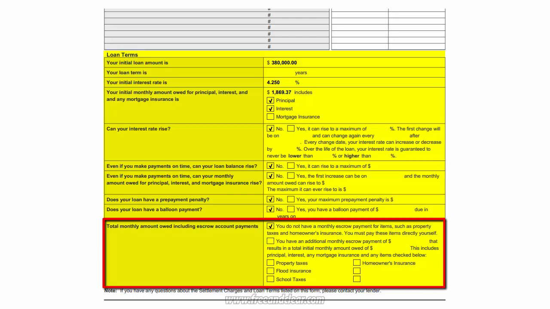The final item indicates that the borrower needs to pay for items such as property tax and homeowners insurance into an escrow account every month, along with their mortgage payment. This is also known as an impound account.